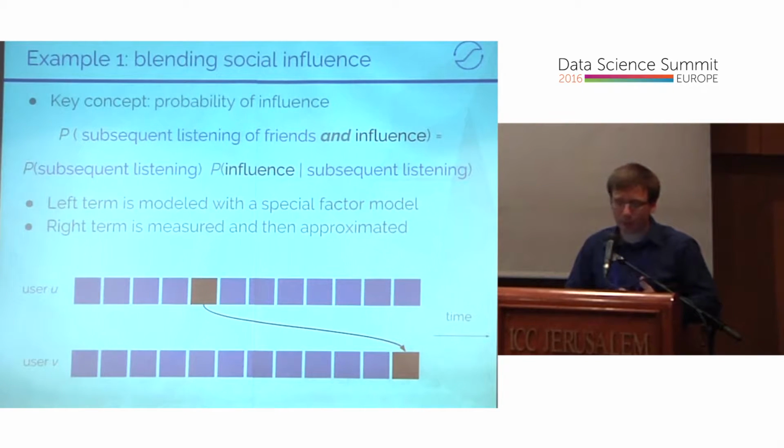To construct this probability, we build it from the probability of a subsequent listening between two users, and the probability of influence between the two users, given that there's going to be a subsequent scrobble. So both parts can be modeled. The first is modeled, and the second is then approximated from the data set. In our experiments, we could improve the performance of traditional matrix factorization models in online recommendation by blending them with social influence-related recommenders.